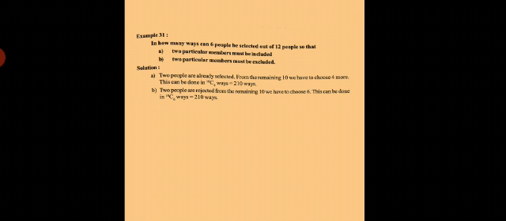10C4 value, which is equal to 210 ways. Second one, two particular members must be excluded. Excluded means remove them. Out of 12, the 2 people are rejected. From the remaining 10 people, we have to choose 6 from 10. This can be done in 10C6 ways. That is again equal to 210 ways only. Okay.